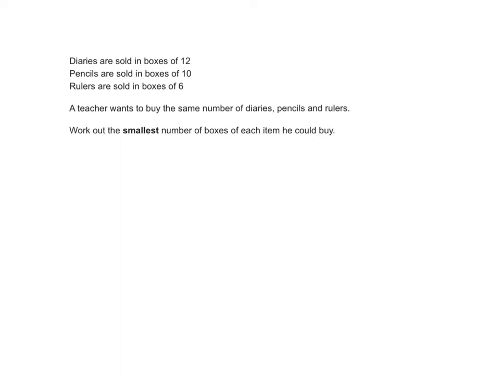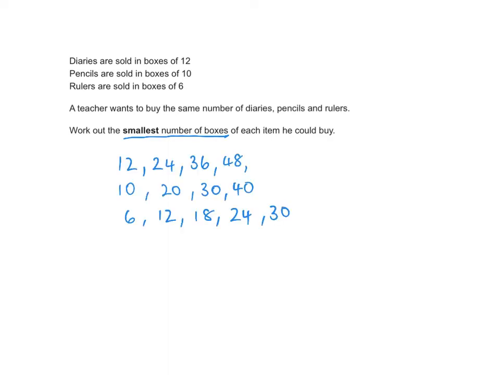So if we want this thing here, the smallest number of boxes, what that's actually asking for is the smallest common multiple of 12, 10 and 6. So they want to buy the same number of diaries, pencils and rulers, the smallest amount. So we're looking for a common multiple. Common means in every list. Common multiple of all 3.